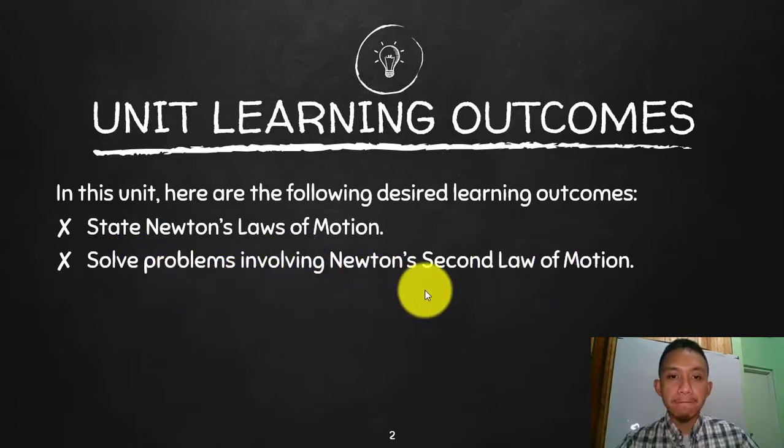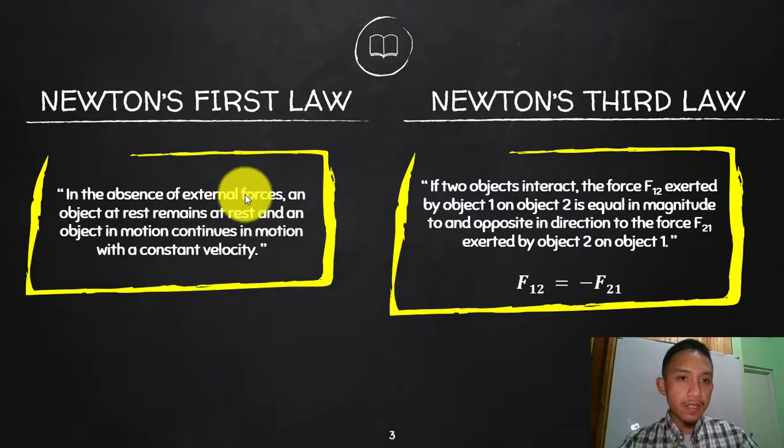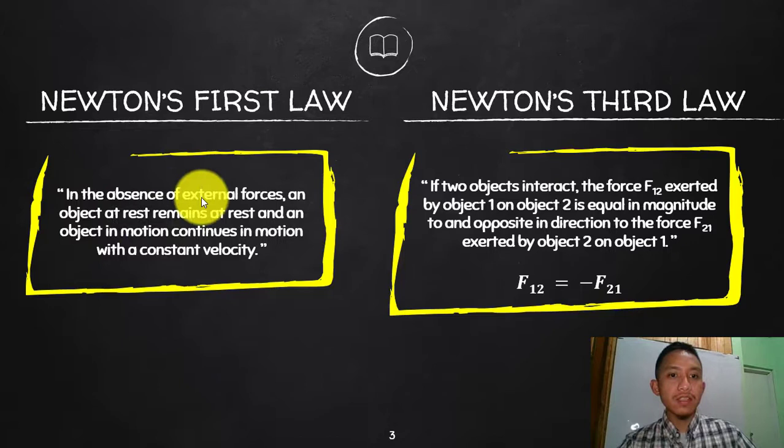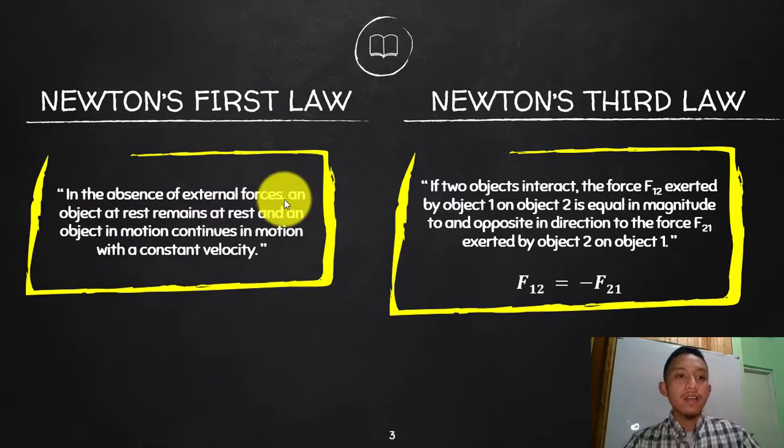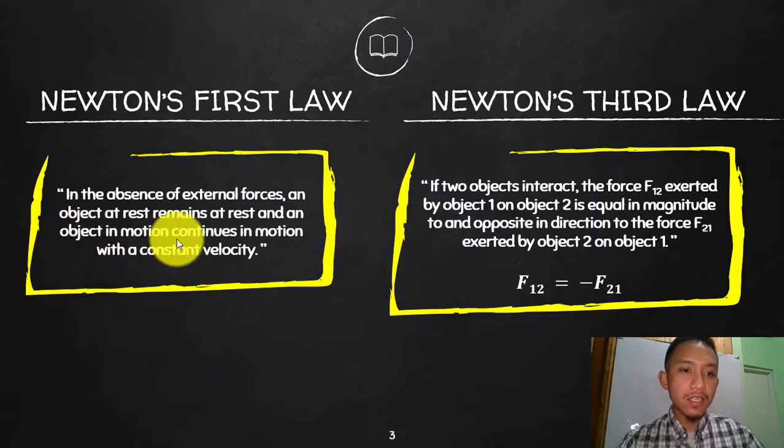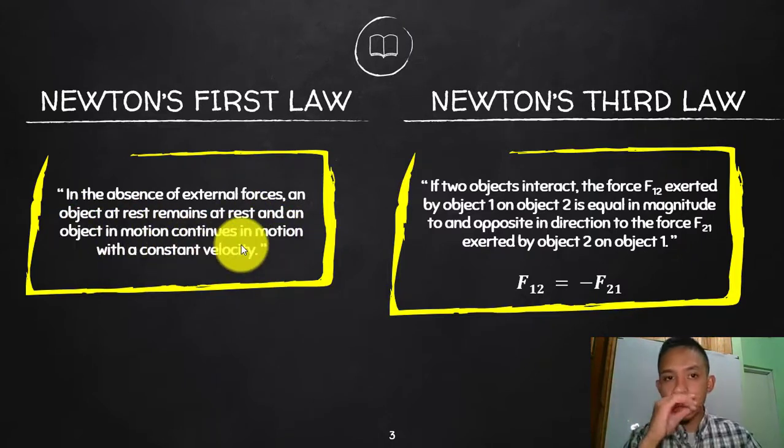So we have here your first law of Newton. It says there that in the absence of external forces, an object at rest remains at rest, and an object in motion continues in motion with a constant velocity. So that is your first law of Newton. It says there that if you have a body which is at rest, that will remain at rest unless you apply an external force, so that the state of that object will change.